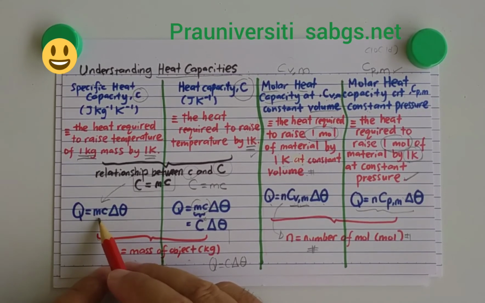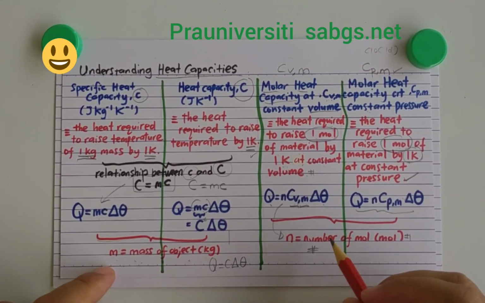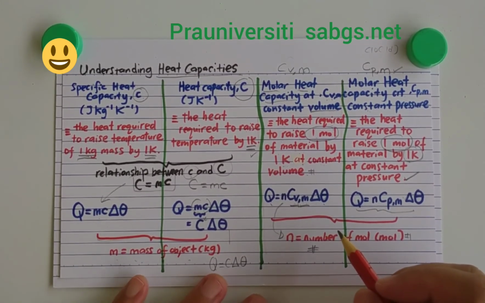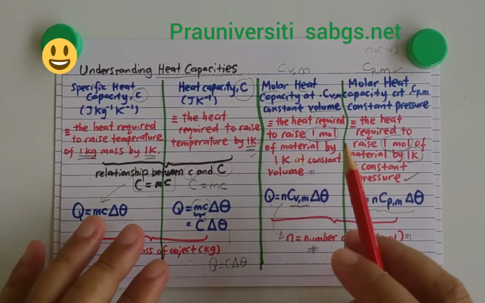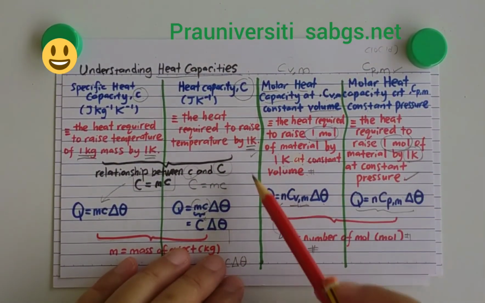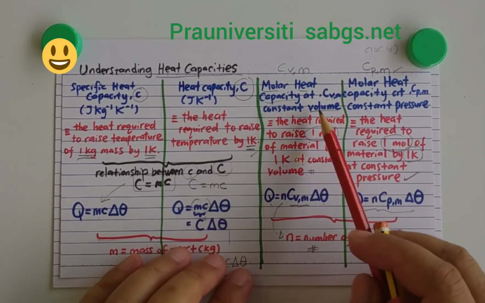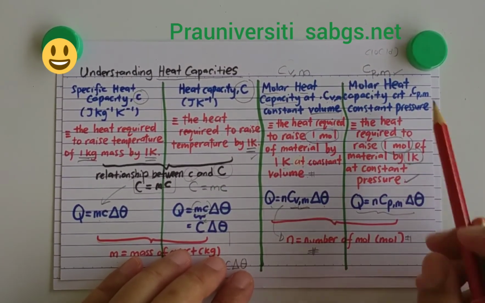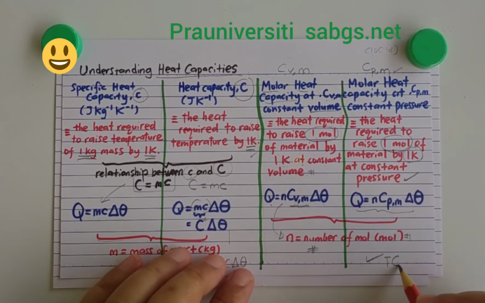So later we can use this one, the number of moles. In this one we use m, which is the mass of the object. So be careful. So we understand the basic ideas of the heat capacities, but in our chapter we are more concerned with the molar heat capacity at constant volume and the molar heat capacity at constant pressure. Okay, thank you.